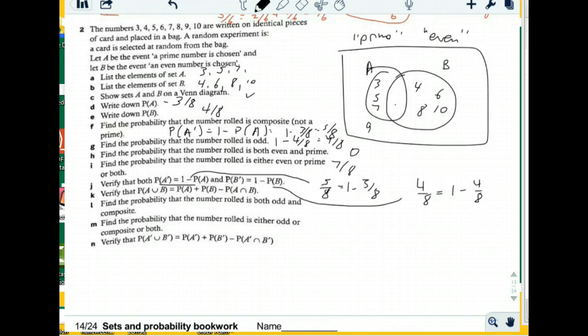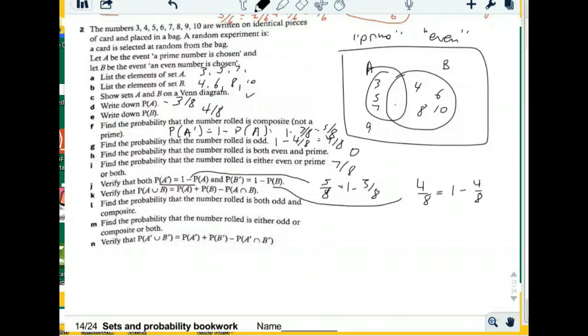Verify that probability of A union B is equal to probability of A plus probability of B minus probability of A intersection B. So that would be probability of A union B is 1, 2, 3, 4, 5. There's 7 elements. Okay, so 7/8 is equal to probability of A would be 3 out of 8. Probability of B would be 4 out of 8. And then we subtract out the intersection is just 0. So yeah, that works out.